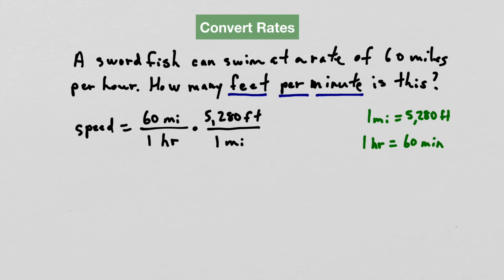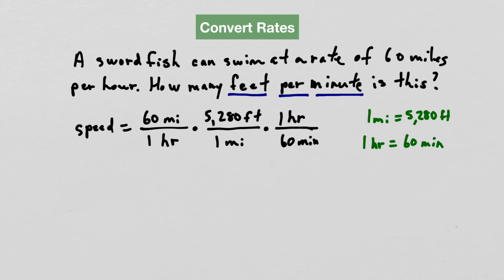And then we also need to convert the hours into minutes. So we need to also multiply this ratio by 1 hour per 60 minutes. Okay? Now, here's what's going to happen. Before you start multiplying, we need to cancel some things out.